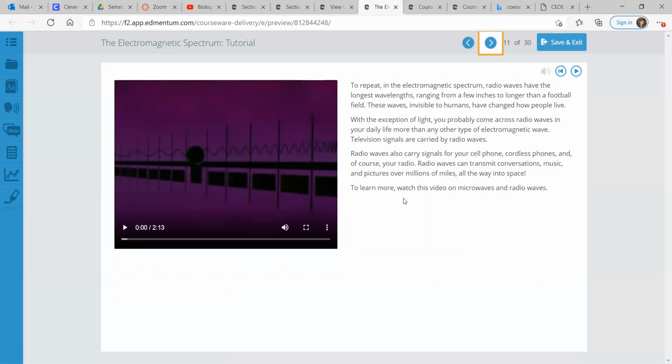To repeat, in the electromagnetic spectrum, radio waves have the longest wavelengths, ranging from inches to longer than a football field. These waves, invisible to humans, have changed how people live. With the exception of light, you probably come across radio waves in your daily life more than any other type of electromagnetic wave. Television signals are carried by radio waves. They also carry signals from your cell phone, cordless phone, and of course, your radio. Radio waves can transmit conversations, music, pictures over millions of miles, all the way into space.